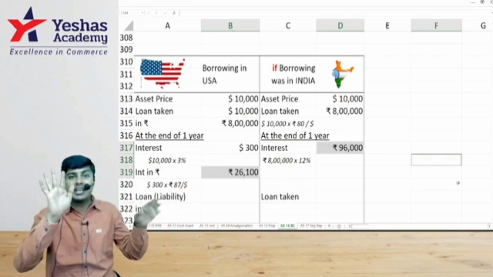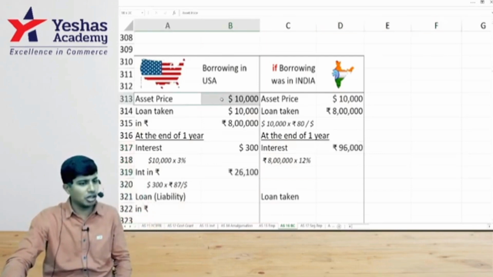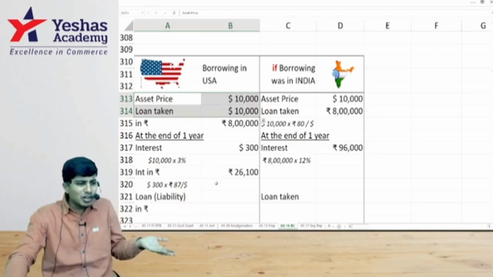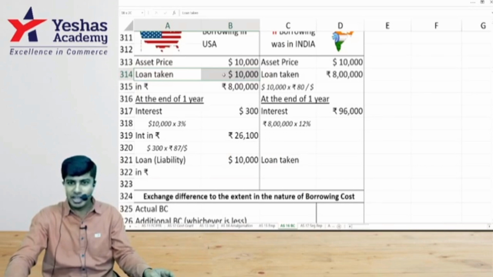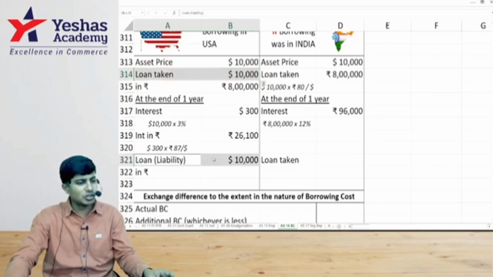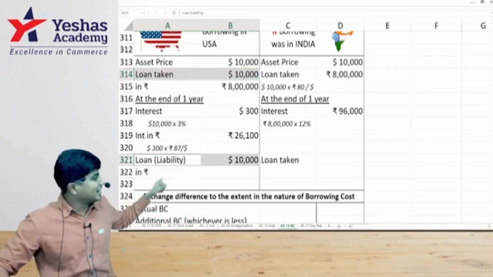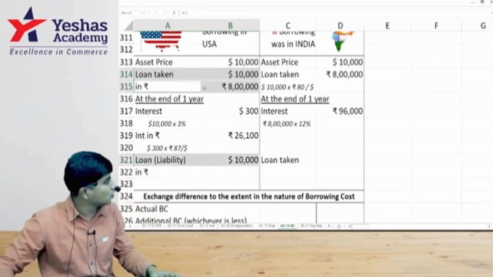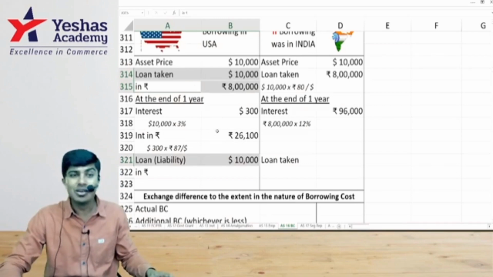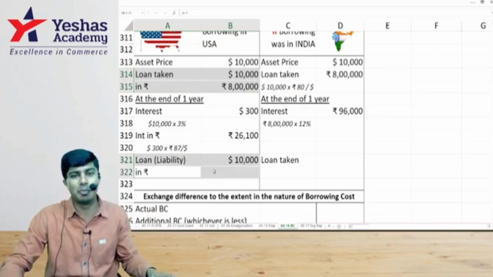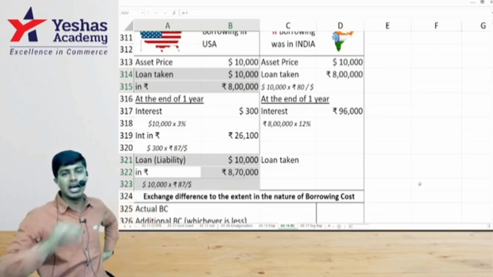You're thinking that, but actually you did not save. I'll tell you how. When you took the loan, it was $10,000. Today, how much is the loan? $10,000, correct. Loan outstanding at the beginning of the year, $10,000. Loan outstanding at the end of the year is also $10,000. But if you represent it in rupees, in the beginning of the year, the loan is 8 lakh rupees. Now the loan is not 8 lakh rupees. It is $10,000 into rupees 87 per dollar.